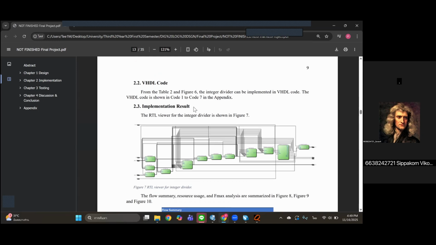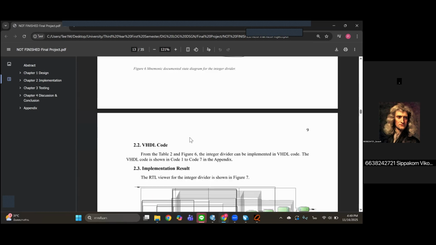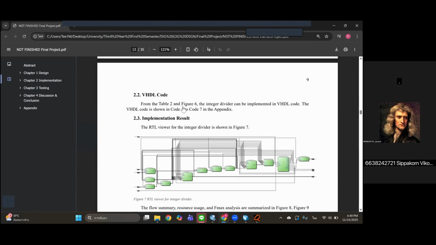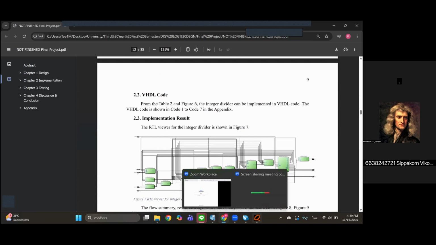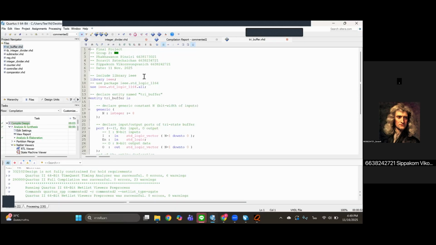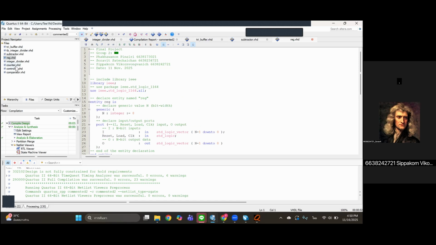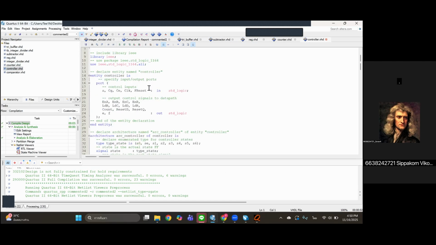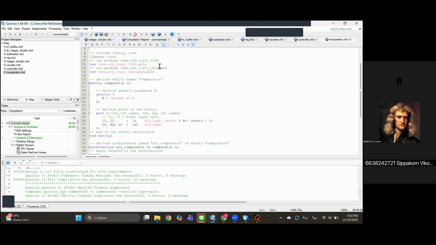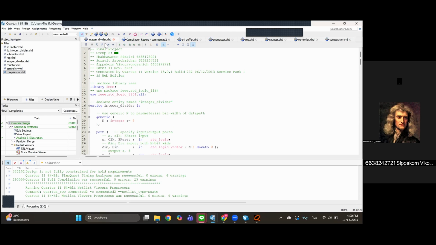Okay, so we have done the design part. Now we go into the VHDL code and implementation result. So we coded the VHDL code like this. We have tri-state buffer, subtractor, register, which is reg, counter, controller, which is the finite state machine, and comparator. Then we connect all of these components together into a single integer divider.